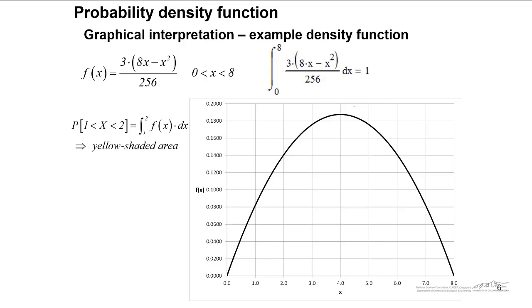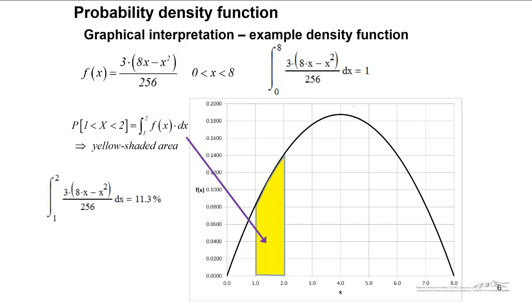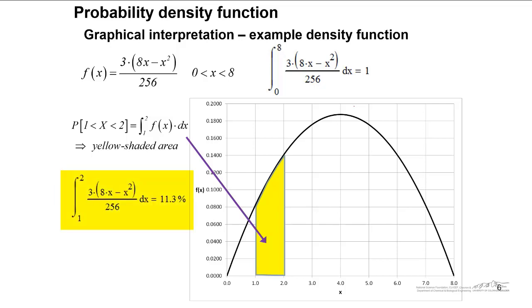What if we wanted to determine the probability that x lies between 1 and 2? So that yellow shaded region here. We can just integrate our f of x between 1 and 2. And when we do that, we get about an 11.3% chance. So the probability that our random variable will lie between 1 and 2 is going to be about 11%.